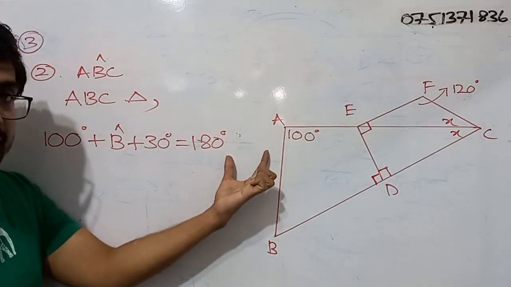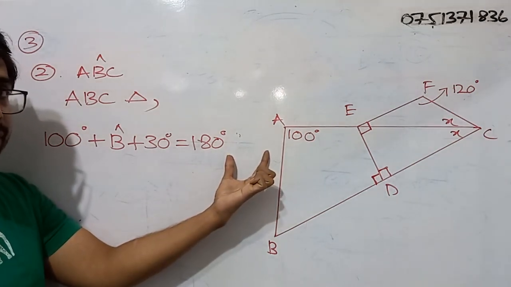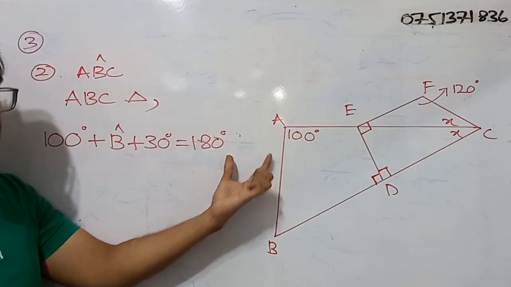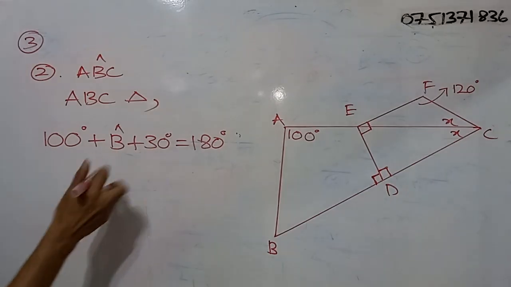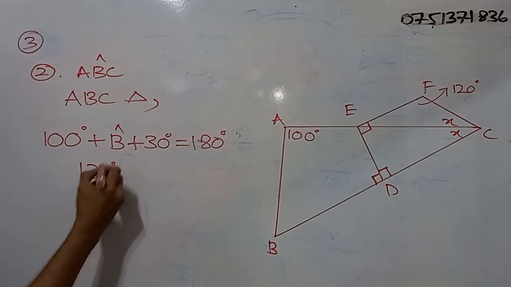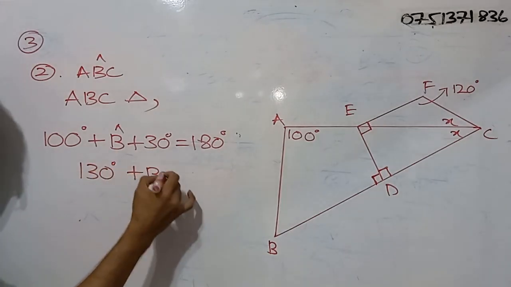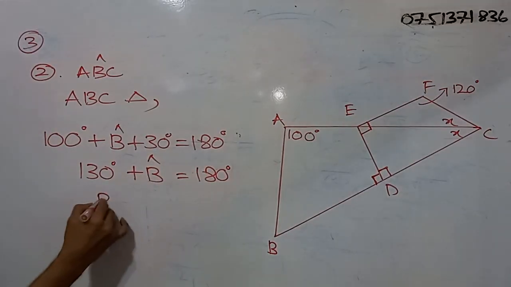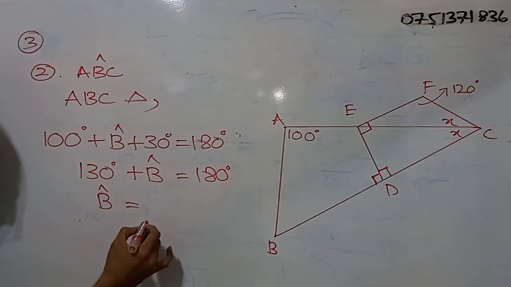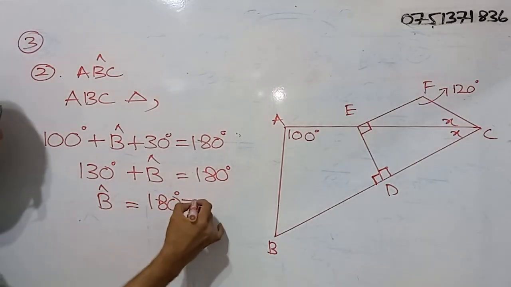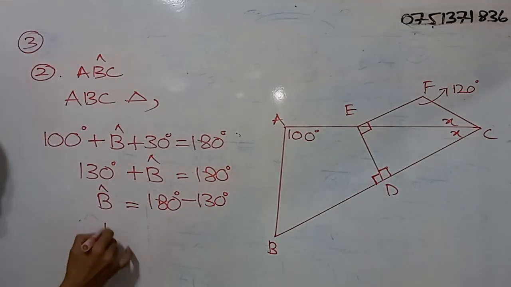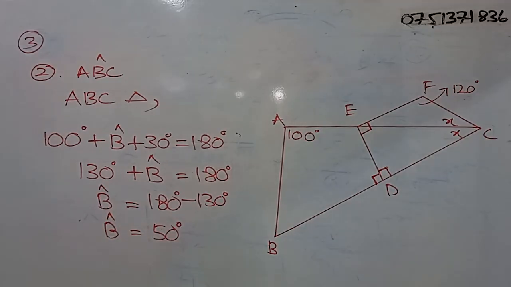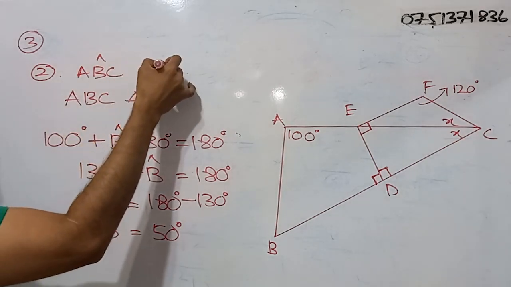So you need to write the reason within brackets. Sum of internal angles of a triangle is equal to what? 180 degrees. So 100 plus 30 will be 130 degrees plus angle B is equal to what? 180 degrees. So angle B will equal to what? 180 minus 130. So angle B will be equal to what? 50 degrees. That means ABC angle is equal to what?